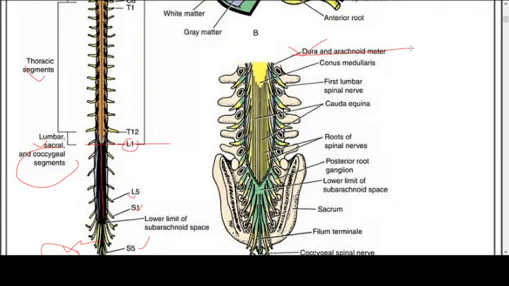Dura and arachnoid mater. This is the conus medullaris. This is the first lumbar spinal nerve. This is the cauda equina. This is a rootlet of a spinal nerve. This is the posterior ganglion, lower limb of the cervical space.